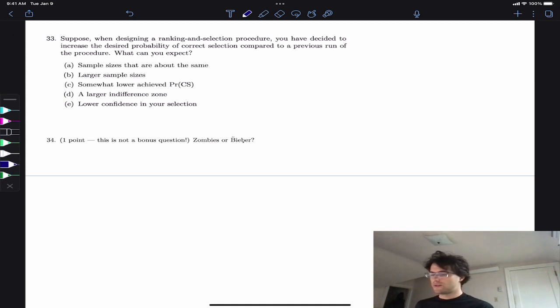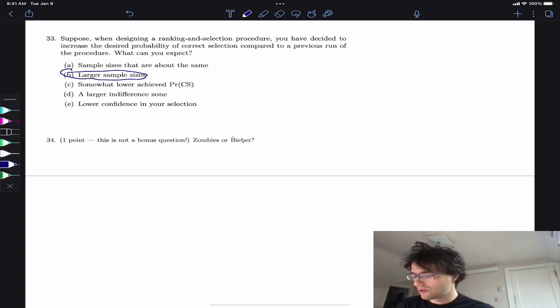Question 33. Suppose when designing a ranking and selection procedure, you have decided to increase the desired probability of correct selection compared to a previous run of this procedure. What can you expect? If you want to increase the desired probability of correct selection, you'll obviously have to pay a price for that. The price you have to pay is that you need to collect more data. So larger sample sizes is the answer. All right, moving on.